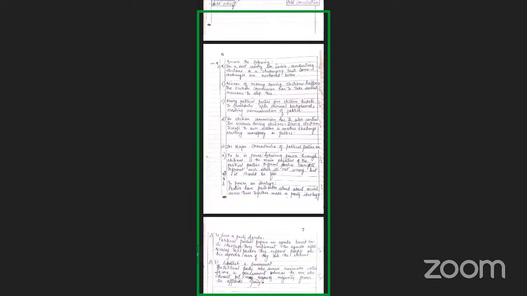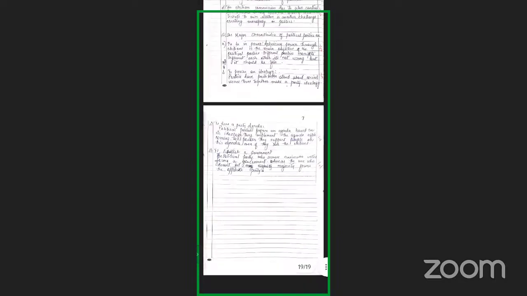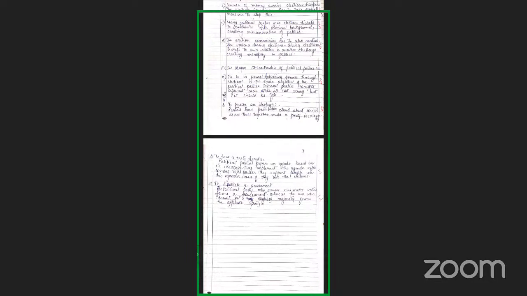Major characteristics of political parties: there also, if you write to be in power, to pursue an ideology, to have a party agenda, to establish a government, no, no, no, you're going to get only 1 mark over there. You need to explain these points and only then you're going to get those 2 marks. So this is the format of the paper. This is the way the paper has to be written. This is the mark system that you get.